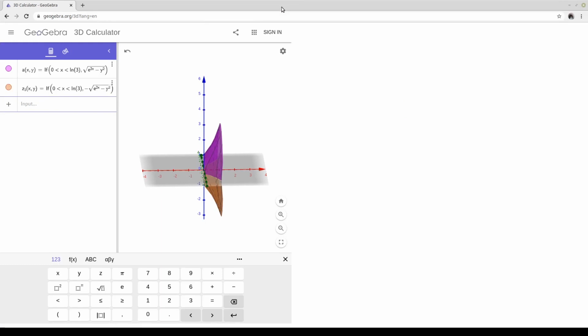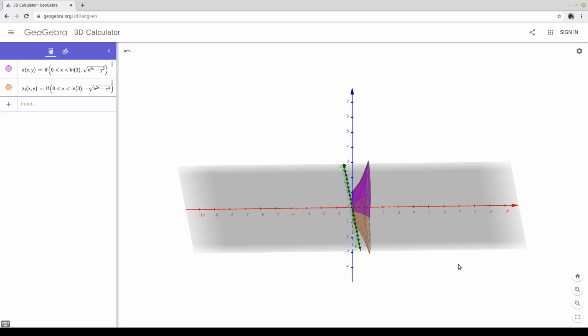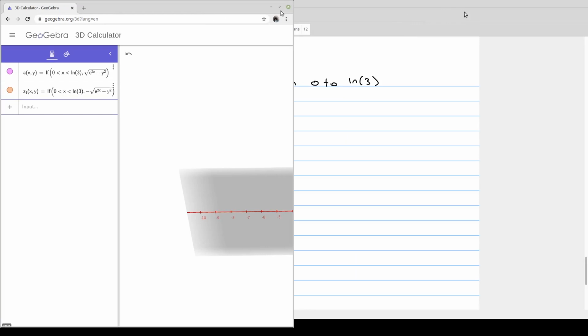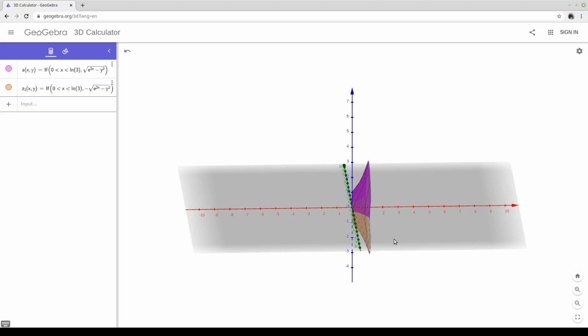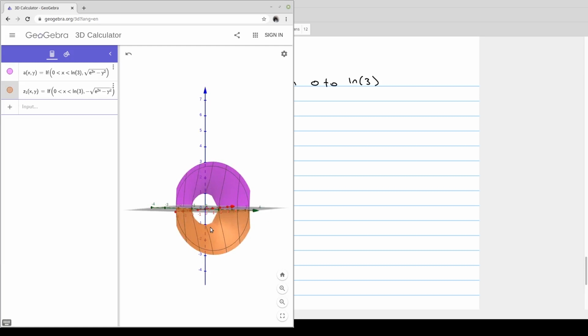The surface area of revolution of the function e to the x from 0 to 3 looks like this. And let's see if we can rotate this a little bit. It's taking a little bit of time to load. For some reason, it doesn't want to rotate for me. But I think it should be pretty clear that this is what our surface looks like. Here we go. It's rotating right there.